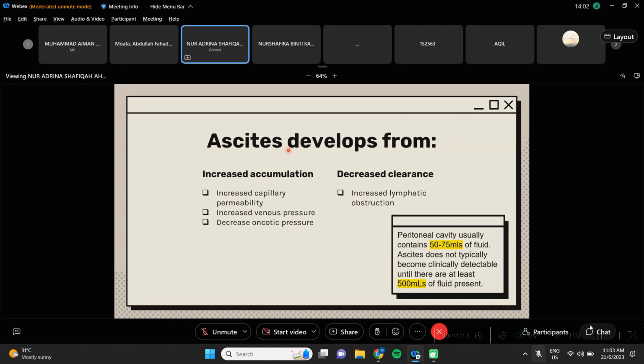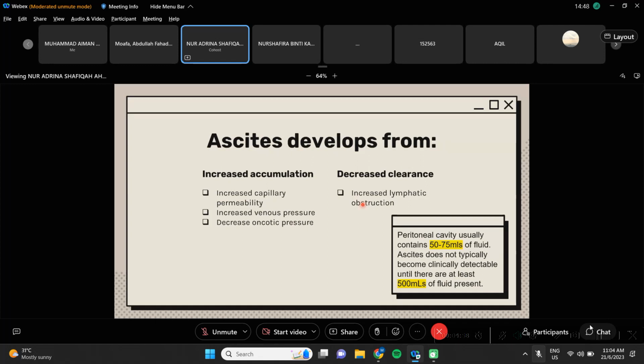In our discussion today, I'll be focusing on ascites. Ascites develops from two pathways: either there is increased accumulation or decreased clearance of peritoneal fluid. Increased accumulation is self-explanatory: it is because of increased capillary permeability, increased venous pressure, or decreased oncotic pressure. Decreased clearance is from lymphatic obstruction.